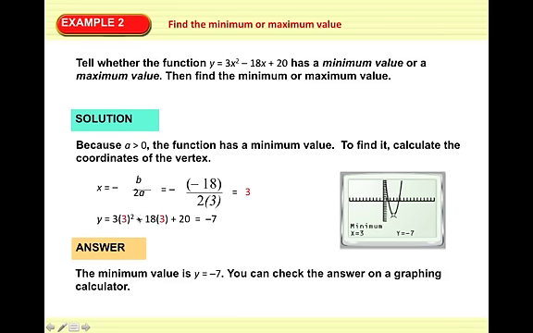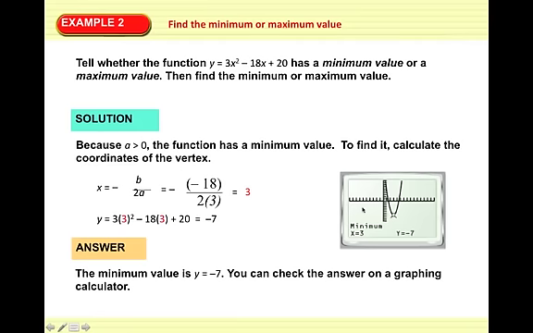So that's 27 minus 54 plus 20. So that's negative 27 plus 20, which is negative 7. Sorry, it took me a second there to think that through. The minimum y value is negative 7. You can check the answer on the graphing calculator if you wish.